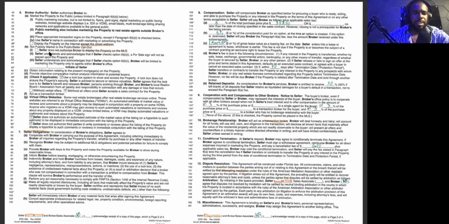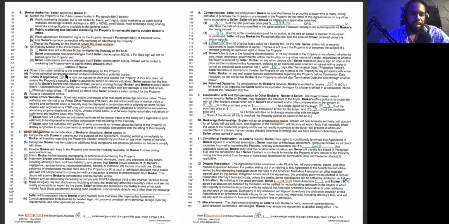And the other one, this one says seller does not authorize broker to display the property on the MLS. That's the first thing I'm going to do, so I'm not going to check that off. And under it they have to initial that they understand if I can't put it on the MLS, it's going to be harder for me to sell it. I can't market it. It's just going to take me a longer time, so we have to be on the same page there.